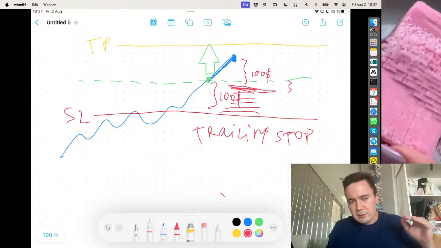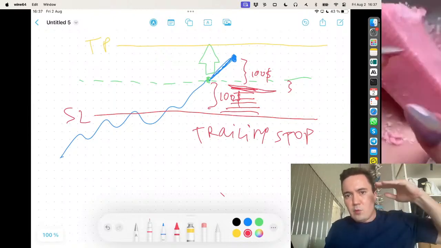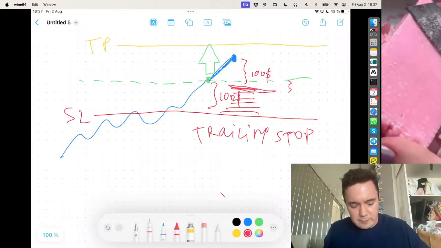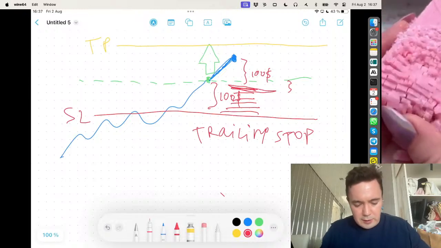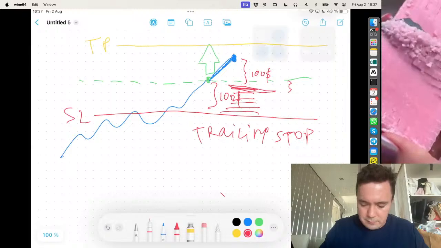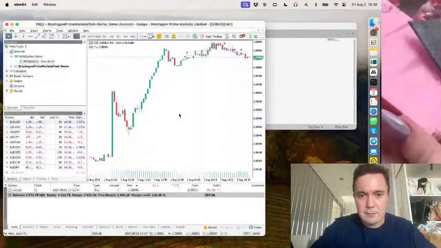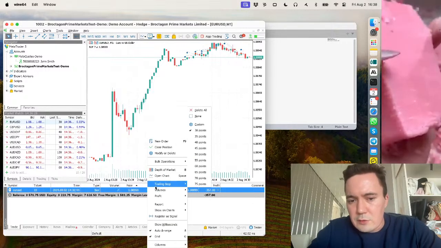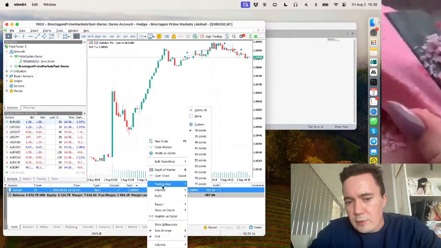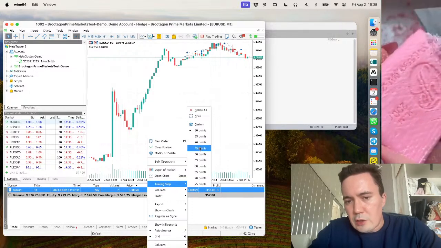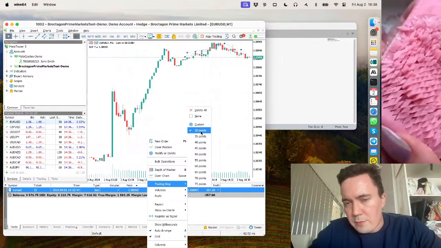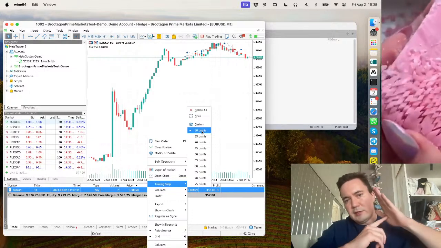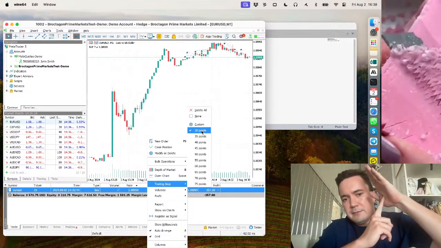So the stop loss will automatically move with your price as long as the price goes in your favor. And in MetaTrader, it works like this. You set the trailing stop and you say, I want the stop loss to be no more than 30 points from the current price as the price moves in my direction, up in this case.